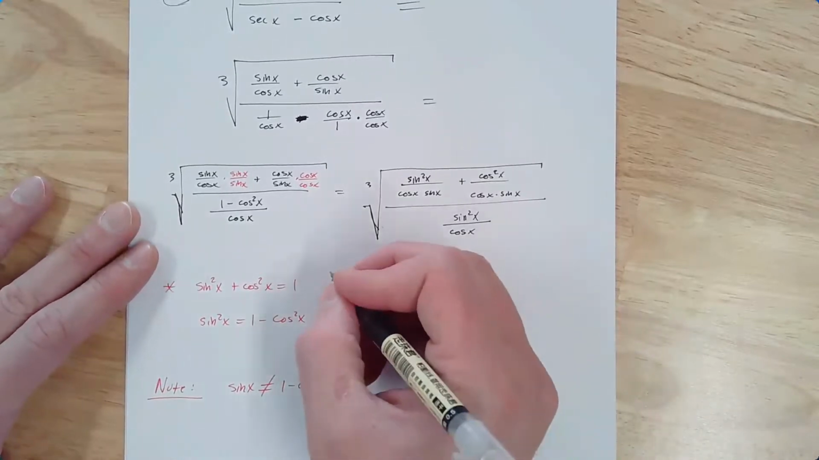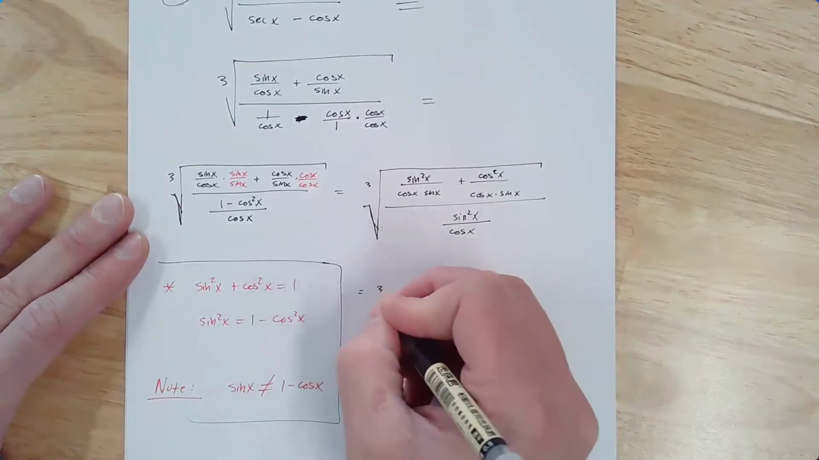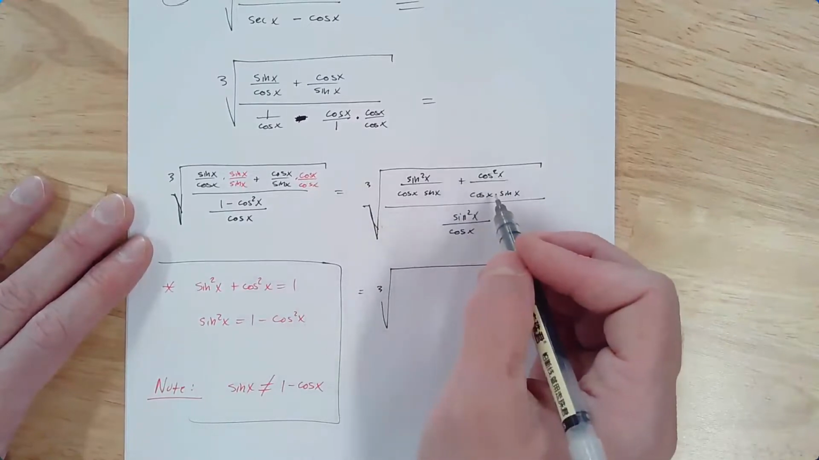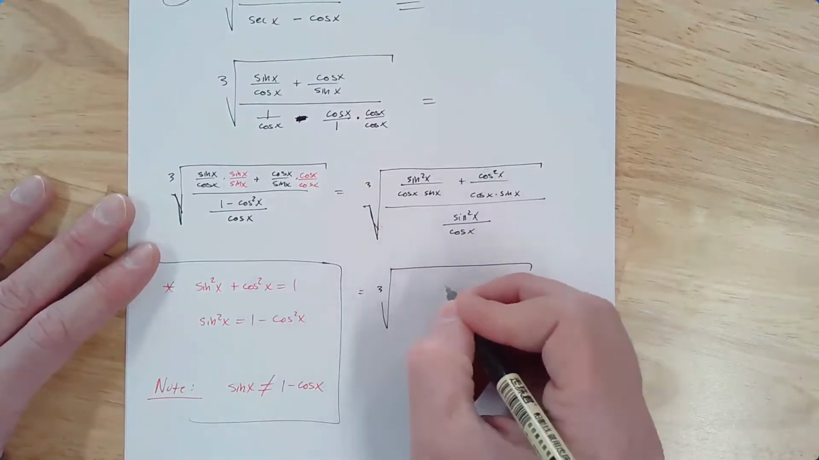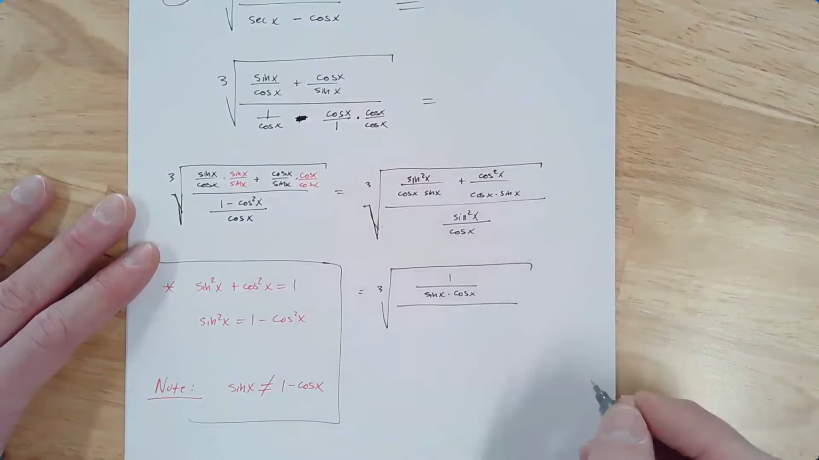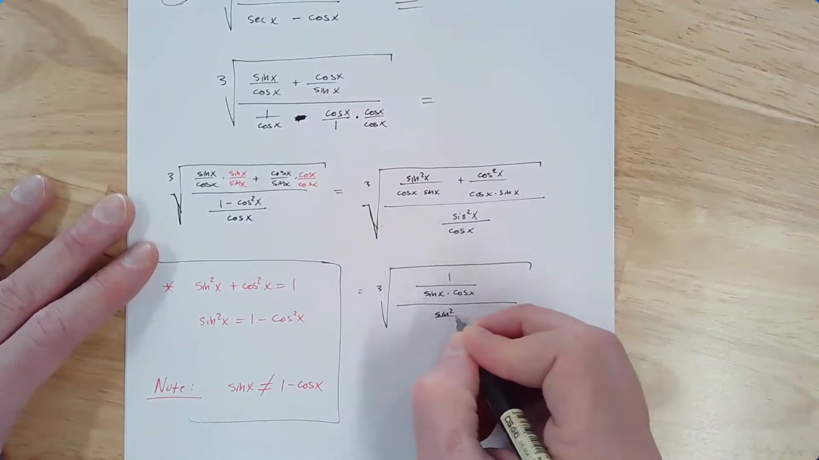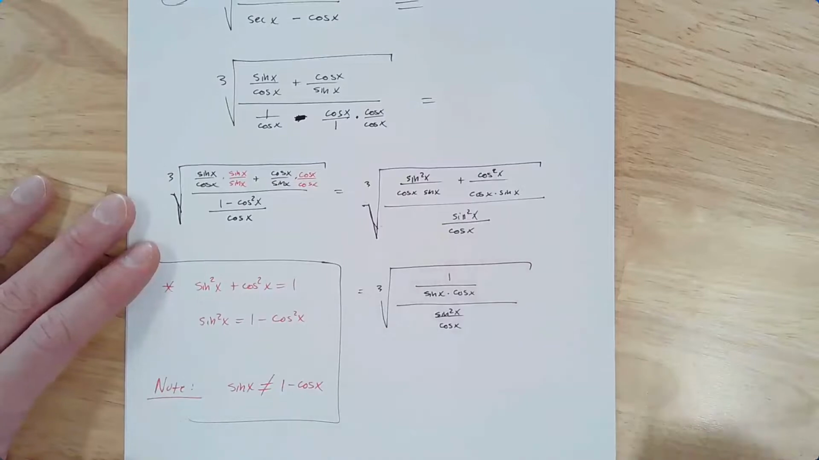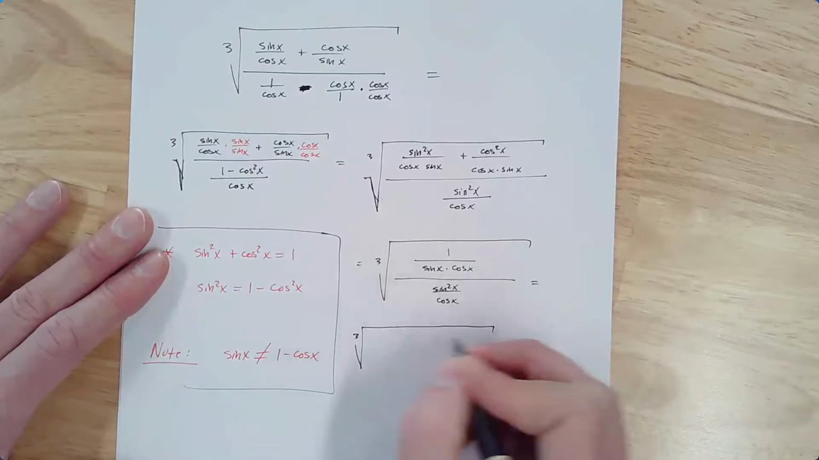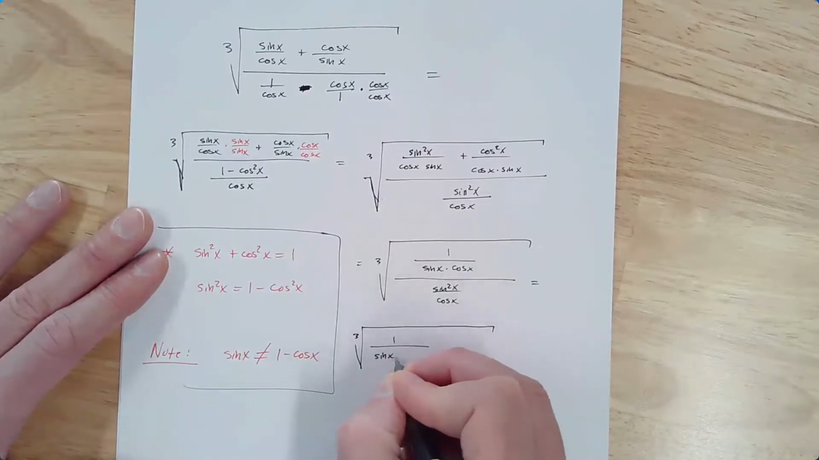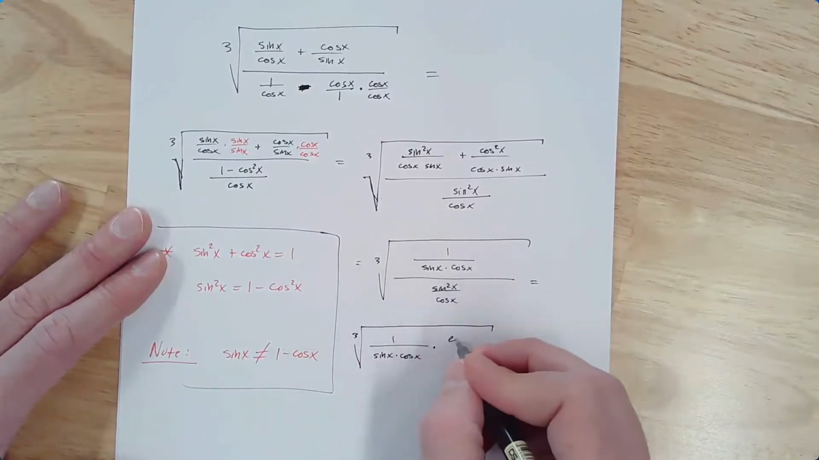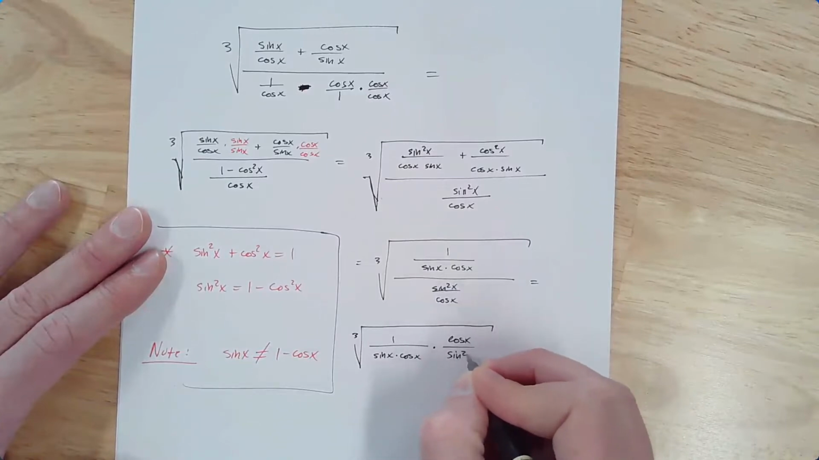All right, so the numerator is going to be sine squared plus cosine squared, that's 1, over sine x times cosine x. In the denominator, I can't really simplify anymore. I have sine squared x over cosine x. So now I really should flip and multiply. I have the cube root of 1 over sine x times cosine x times the reciprocal of this, which is cosine x over sine squared x.